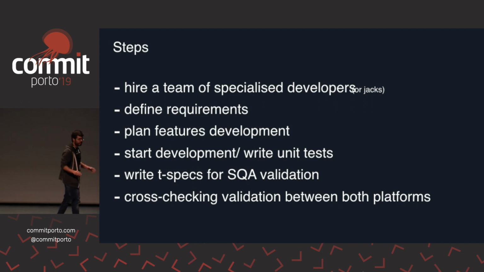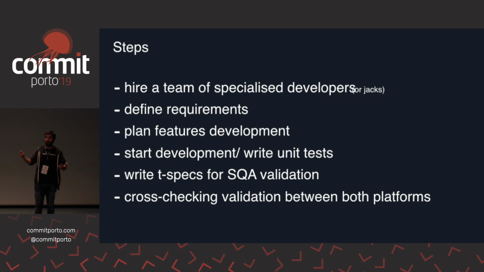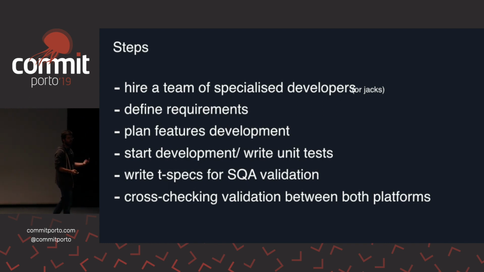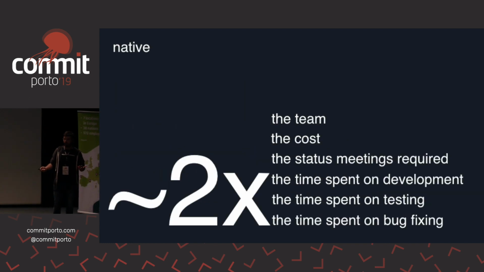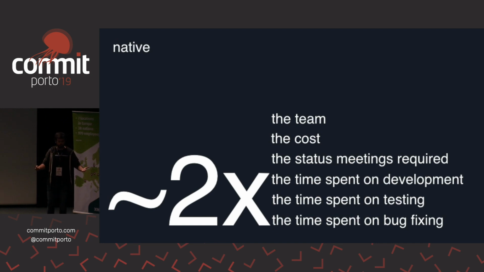I need to hire at least 2 people. I need to define the requirements. I need to plan how to develop these features. I need to start the development. I need to write unit tests. I need to write test specs for QA to validate. And then I have to cross-check that every feature is implemented the same way on Android and iOS. So in the end, this means I have double the time and resources required to develop an idea.